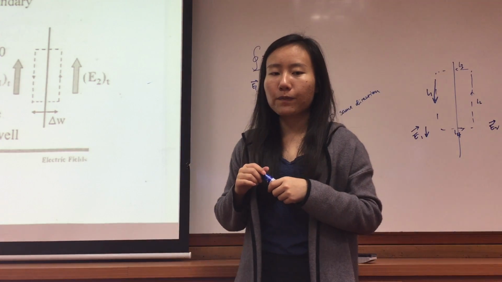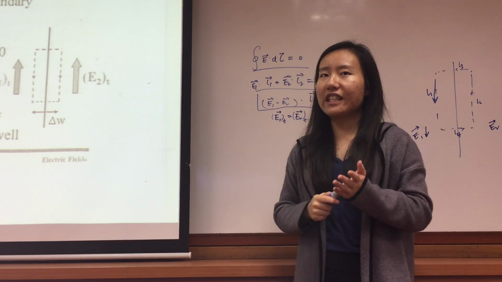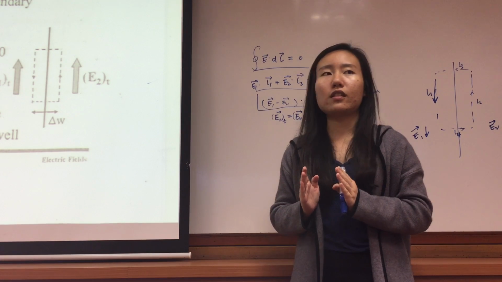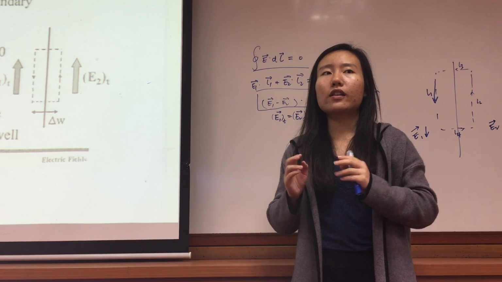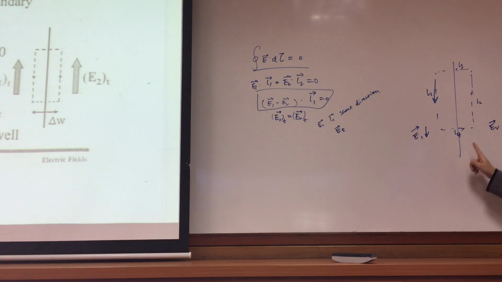How do you remember this? You just remember, tangential E is the same beside the boundary. They have two sides. If you have a boundary, then the tangential E here and the tangential E here is the same. This is a boundary condition. Okay? Always holds.